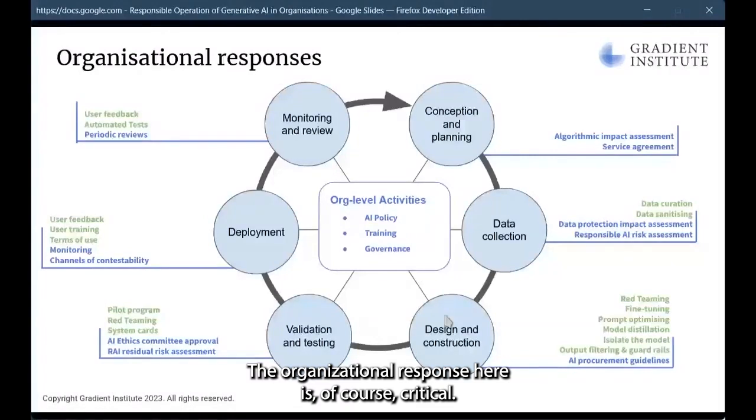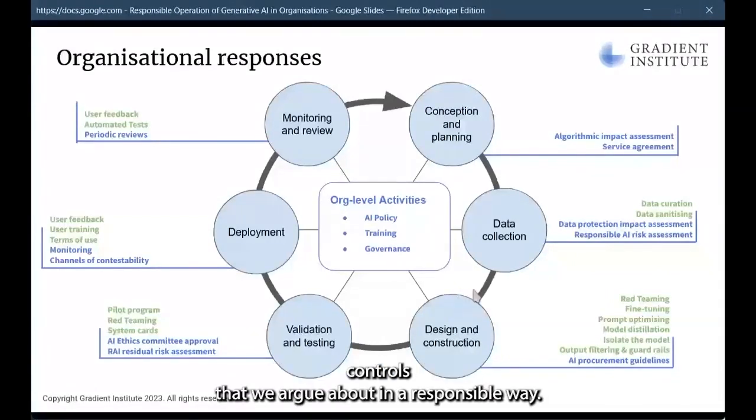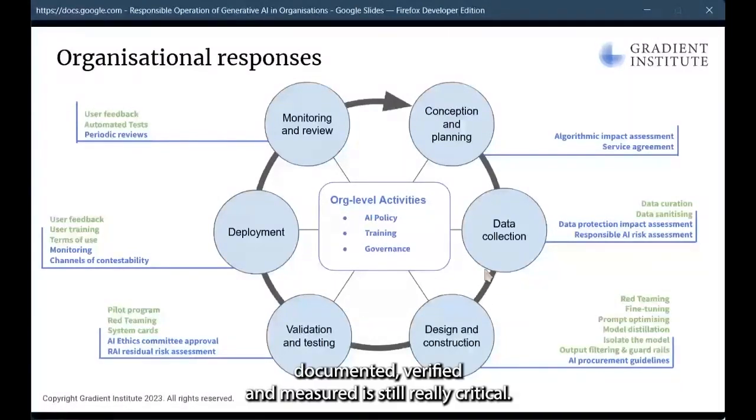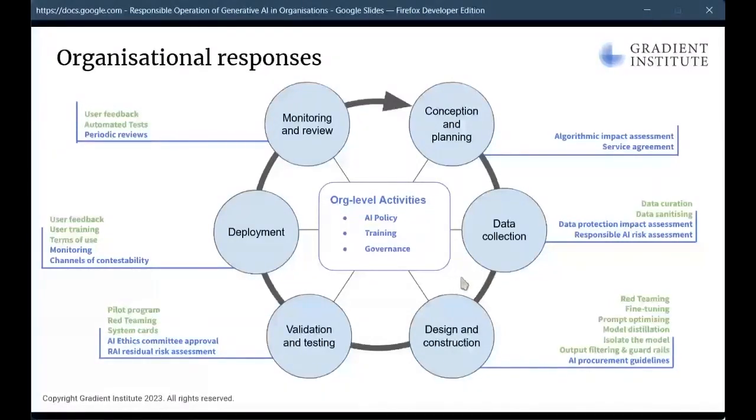The organizational response here is, of course, critical. And the first thing I want to point out is that the existing risk controls that we argue about in responsible AI still apply. The responsible AI lifecycle with an accountable system owner, where the objectives and unintended consequences of the model are explored, documented, verified, and measured, is still really critical.